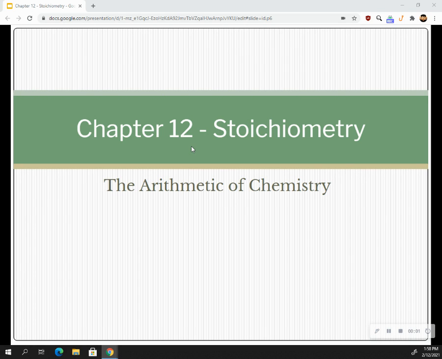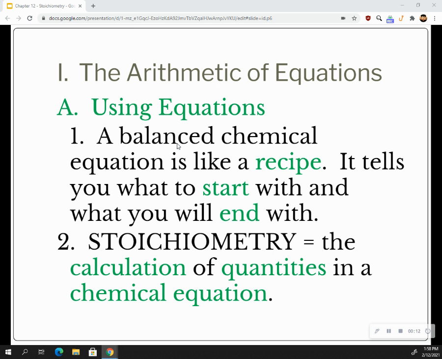Okay, so we're talking about stoichiometry. Stoichiometry just means basically the math or the arithmetic of chemistry. We've talked about the chemistry before. We've talked about how we need to have balanced equations. We talked about how moles and molar mass work. This is putting it all together.